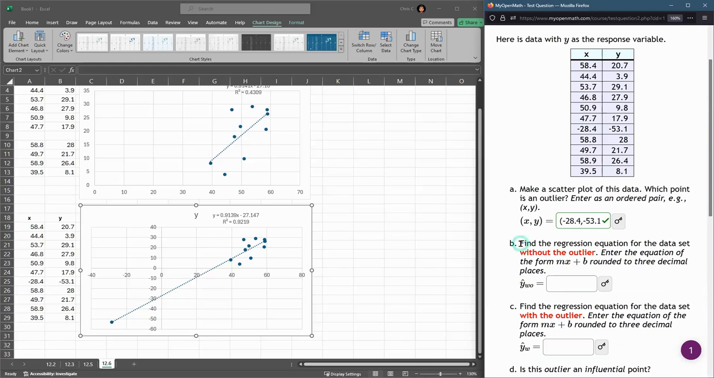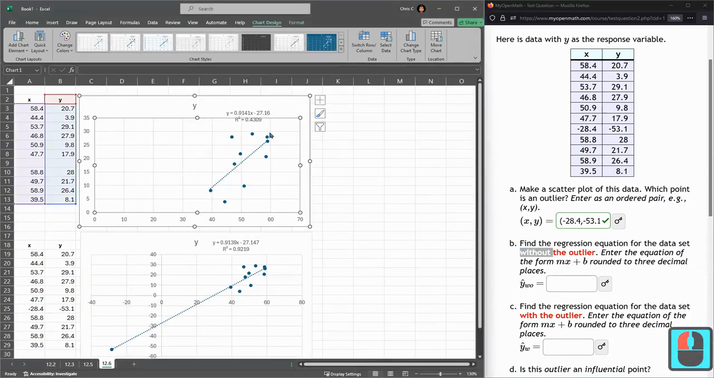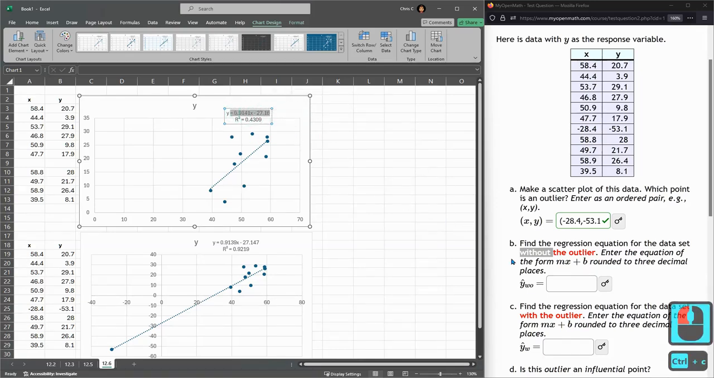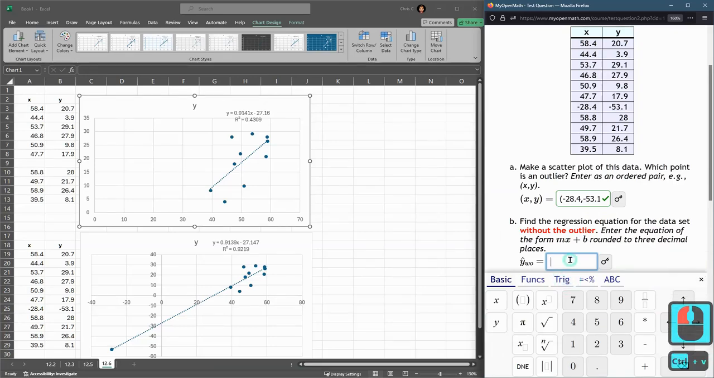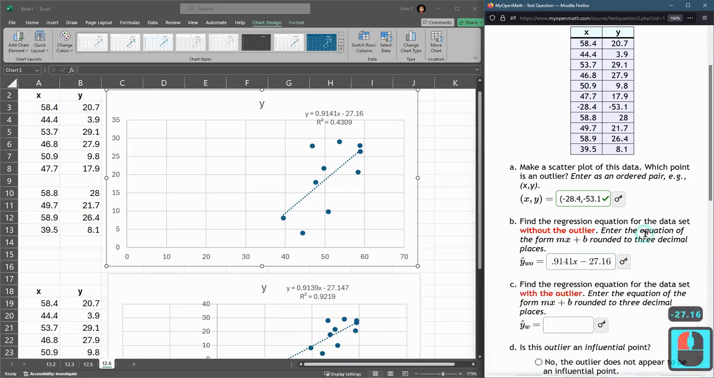All right, find the regression equation for the data set without the outlier. So I threw out the outlier first here. So here, I'm just going to retype it in. No, copy and paste. I don't think the formatting is going to matter. Okay, maybe I'm not copying and pasting. 0.9141x minus 27.16.